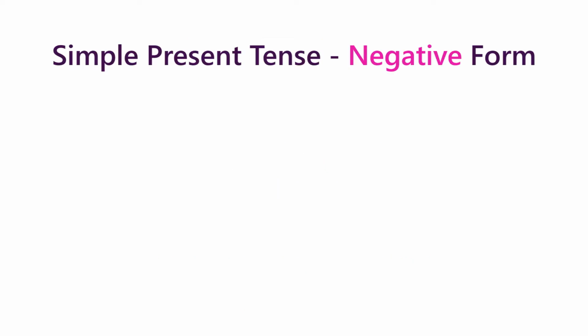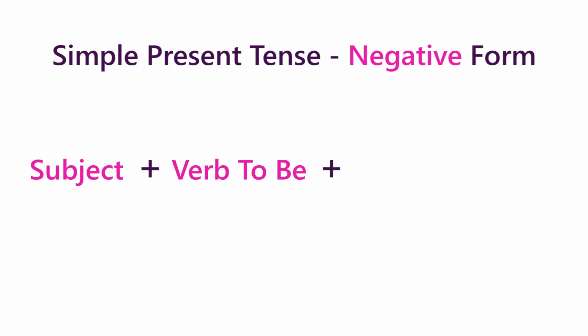In the negative form, the verb to be has the following structure: the subject plus the verb to be plus not plus the rest of the sentence.